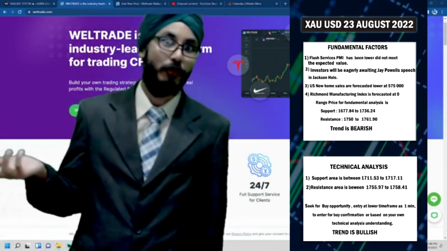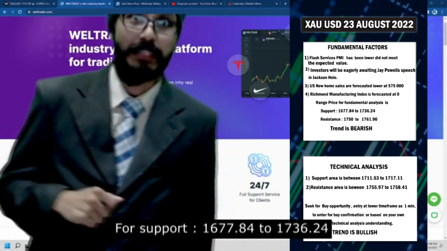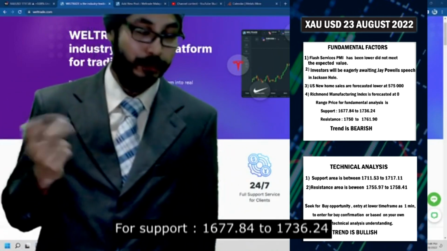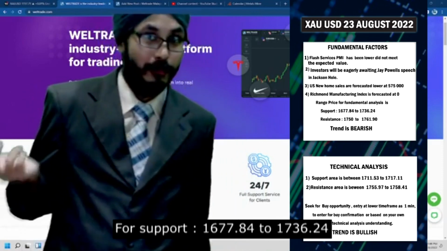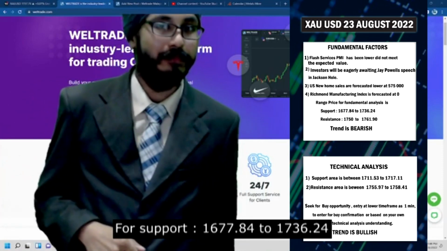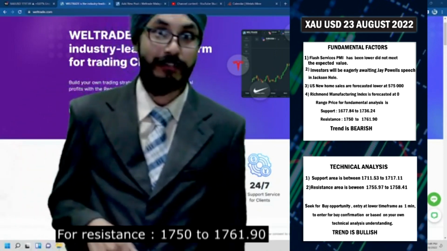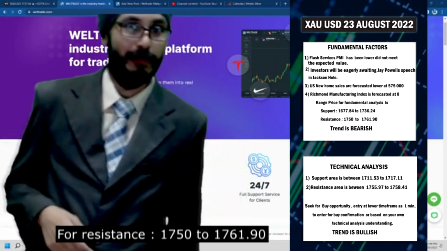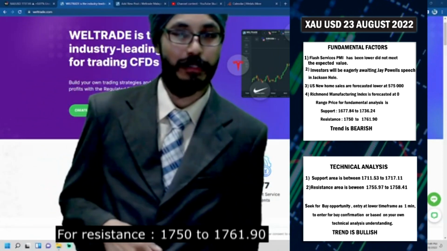The fundamental range that we are looking for support is 1677.84 to 1736.24. That is the support range that we are looking at. Resistance area, we are looking at 1750 to 1761.90. That is the resistance point that we are looking at for the fundamental range.